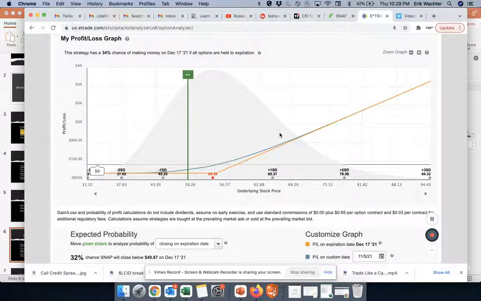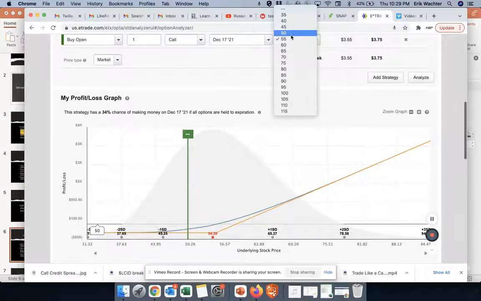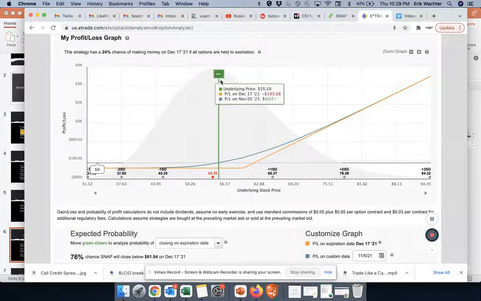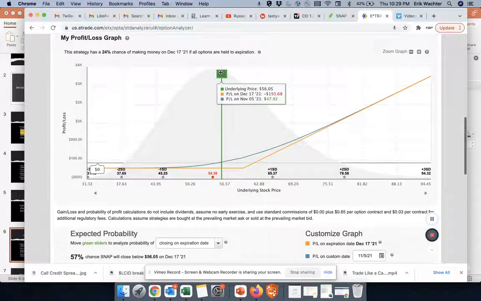So we're going to say $60 strike. We're going to say, if we move from that $54 to, let's say, $56 in a week's time, let's see how much that contract is going to be worth. You can see the underlying price keeps moving away. Underlying price $56.05. You can see the P&L, profit and loss, on December 17th is actually a loss. But in the meantime, our profit and loss on November 5th will be almost $48.